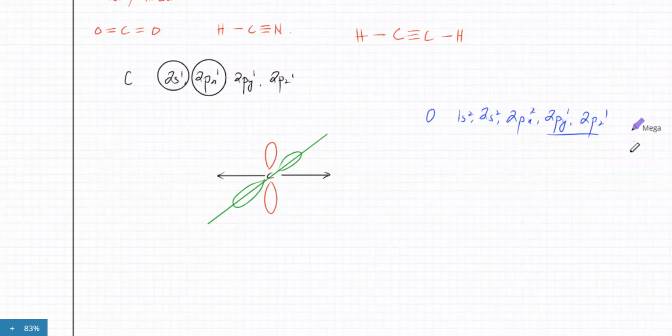Just 1 second. My board is not working, 1 second.